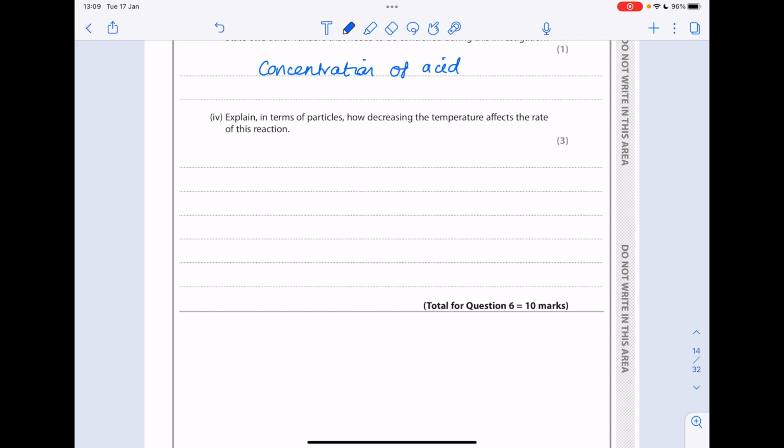Explain in terms of particles how decreasing the temperature affects the rate of this reaction. So let's first of all say that decreasing temperature decreases the rate. And then we're going to say why.